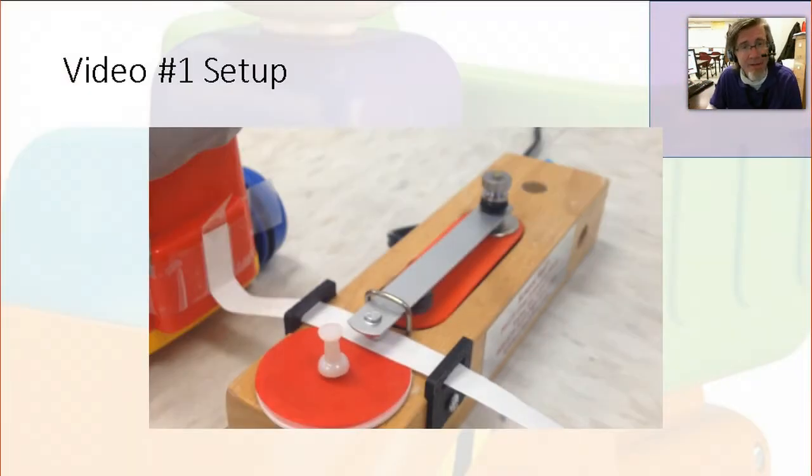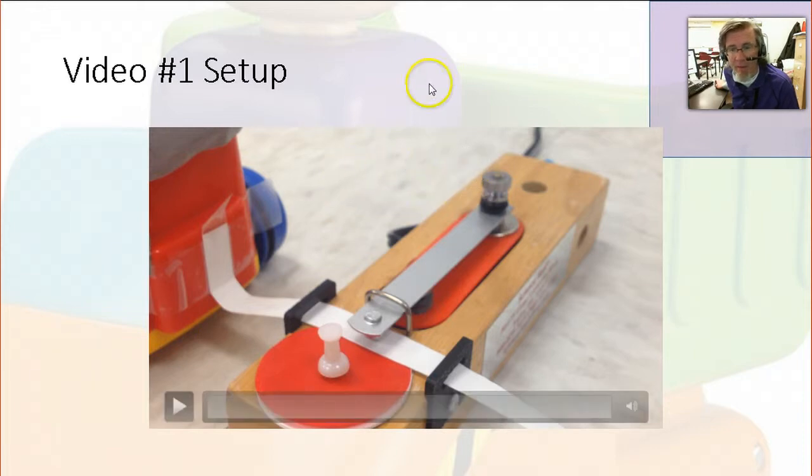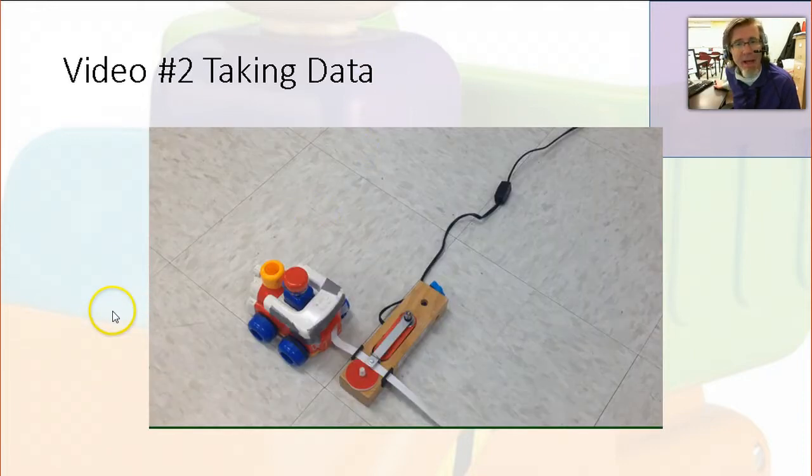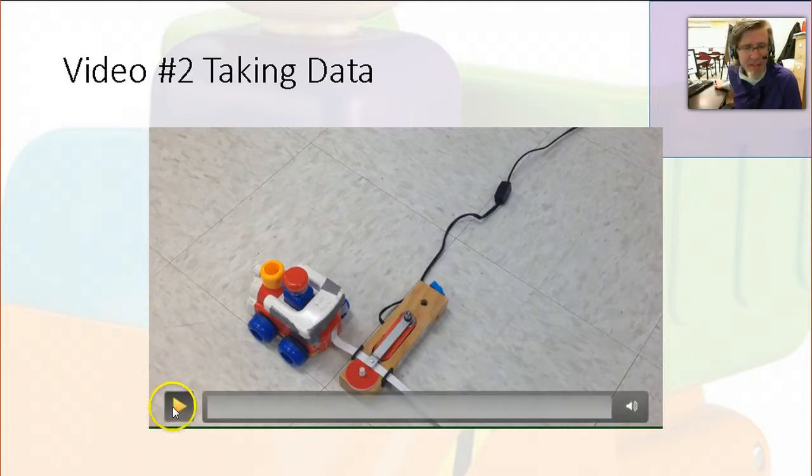Okay, so that was a quick look at the setup. You need to be set up every time you take some data. You need to also have a long enough piece of white paper so that the car doesn't run out in the course of the experiment. Video number 2. Now that you've got your experiment set up, how do you take data? Here we go.